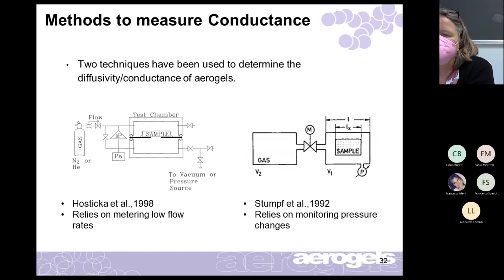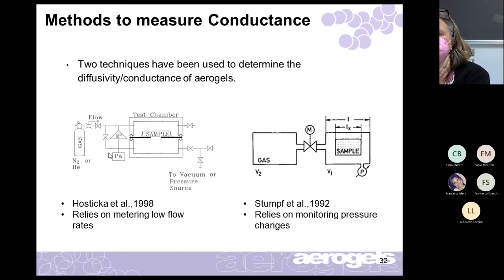A different technique relies on monitoring pressure changes. So you would have a sample of your aerogel in a tank over here. You evacuate it initially. You pressurize a pressure tank. You open the valve and you measure the pressure response as the gas flows into your sample. And so these are the two main methods in the literature for doing this. They're different techniques, but this one is clearly measuring a steady state flow, where you're forcing flow through a material, and this is not quite the same.